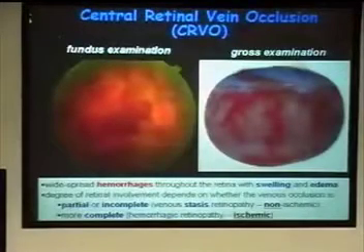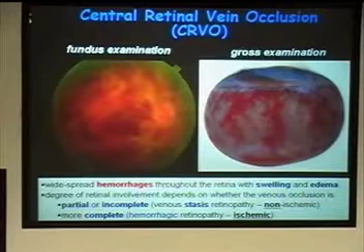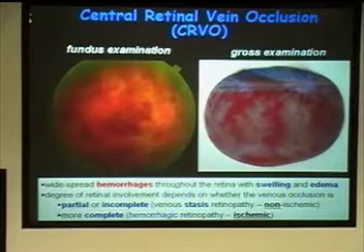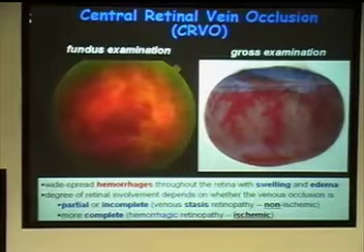So here, a fundoscopic examination. See how congested that examination looks? The retina looks? On a gross examination, unfortunately, the individual's eye didn't make it. And then, of course, you can go through steps for venous. If it's partial and complete, it's non-ischemic. Non-ischemic. Yes, sir?